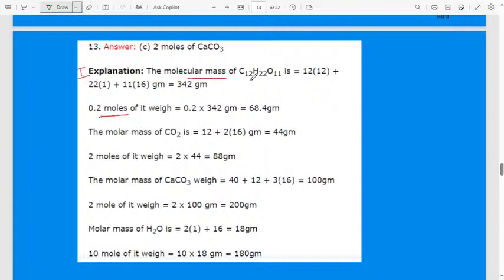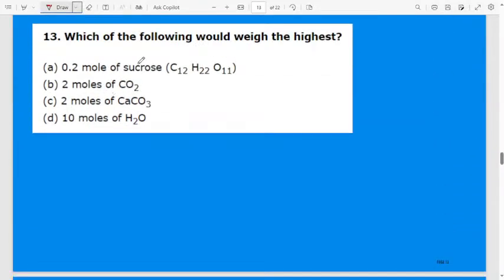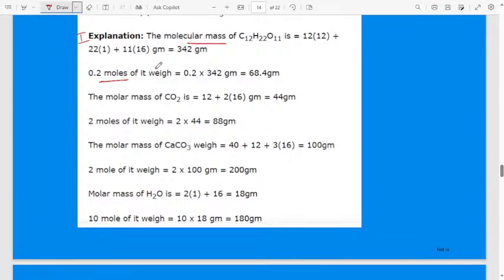Consider C12H22O11. How many carbon atoms are there? 12. Then multiply with atomic mass, 12 plus 22. How many hydrogen? 22 into 1. Then how many oxygen? 11 into 16. Multiply, you will get 342 gram. Then in the question they are asking 0.2 mole of sucrose. Multiply that answer with 0.2, you will get 68.4 gram.